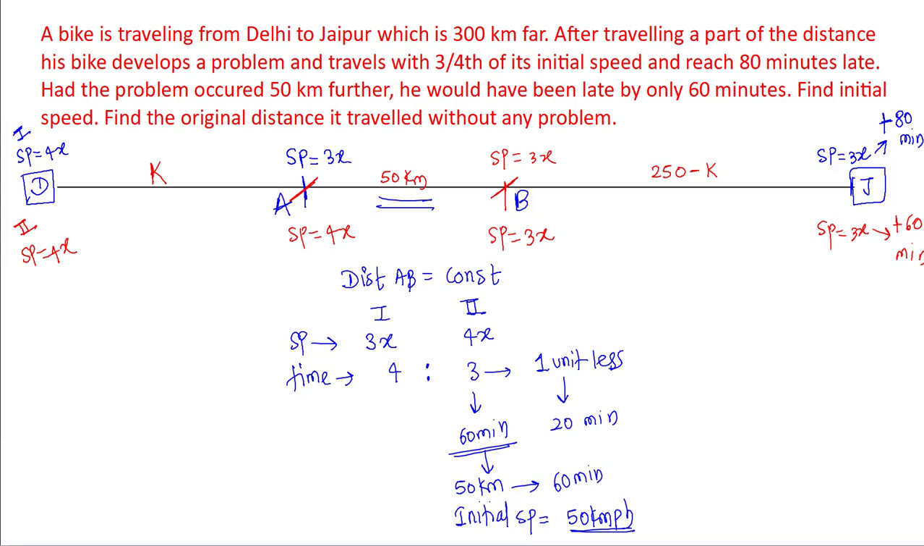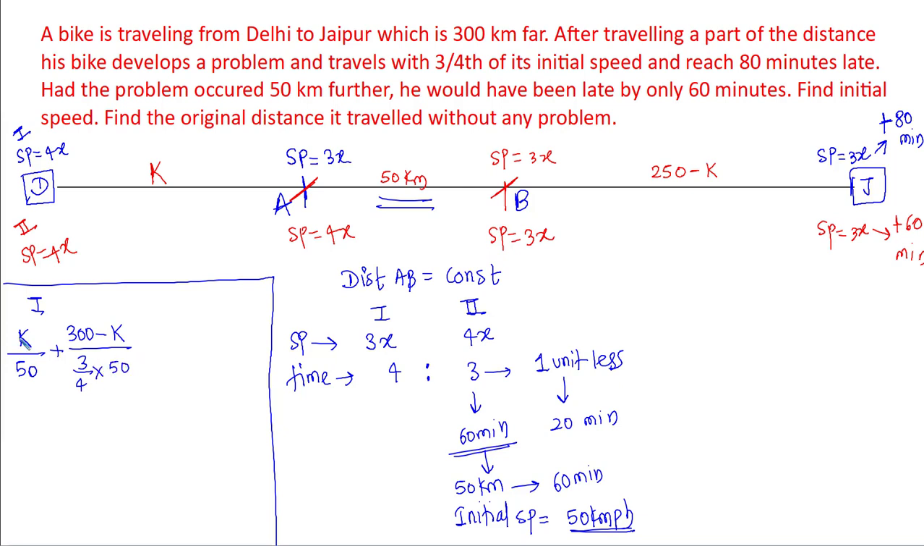From this calculation we come to know that initial speed is 50 km per hour. So I will make an equation now. The time taken in the first case is how much? K kilometers we traveled with a speed 50 km per hour, whereas the remaining distance 300 minus k we traveled with a speed 3/4 into 50. This is the time taken in the first case.